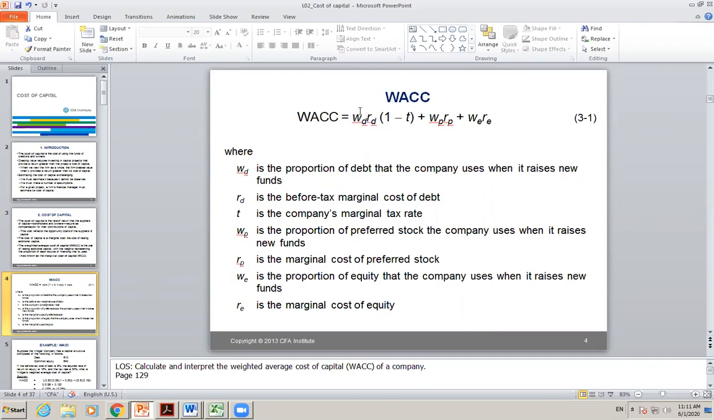It is the proportion of debt times the cost of debt, which is taxed, 1 minus tax, plus the proportion of preferred stock times the cost of preferred stock, plus the proportion of equity times the cost of equity. So in order to come up with a weighted average cost of capital, we need to calculate each proportion times the cost of the corresponding component, okay? The abbreviations are here and they are interpreted here. You can just follow up.